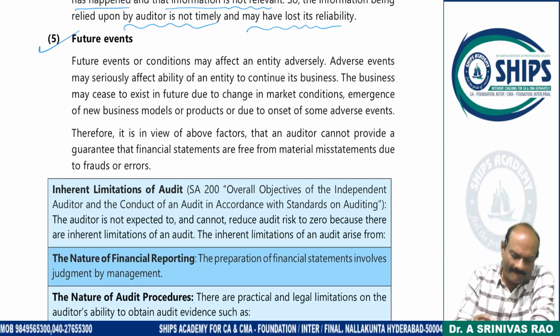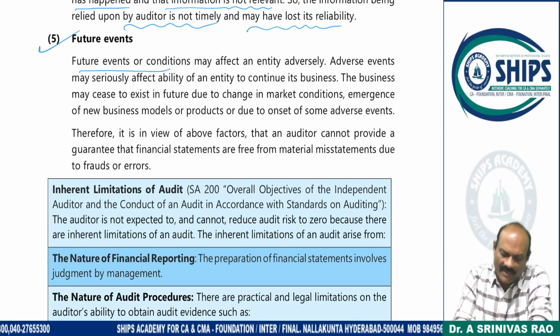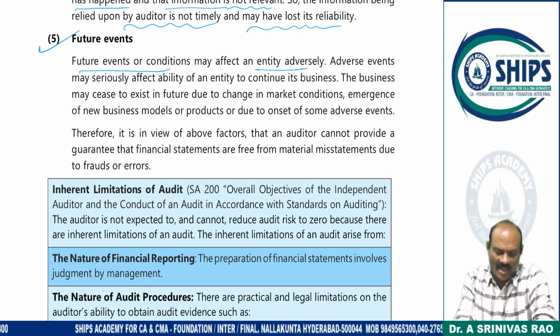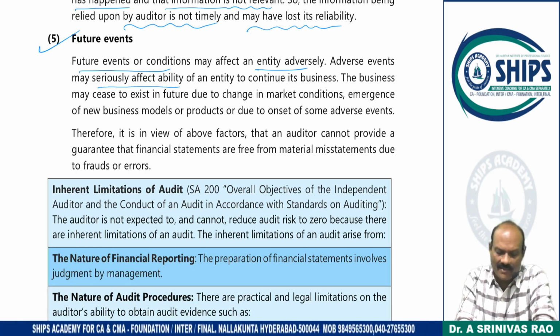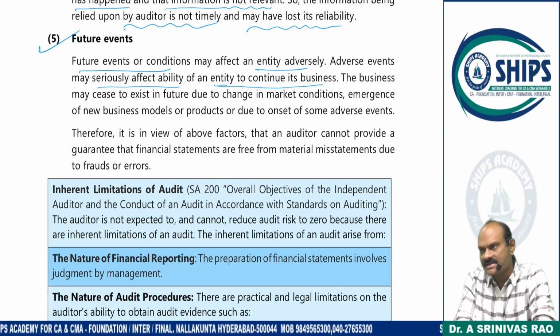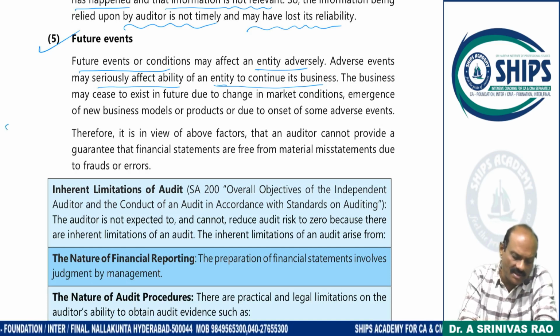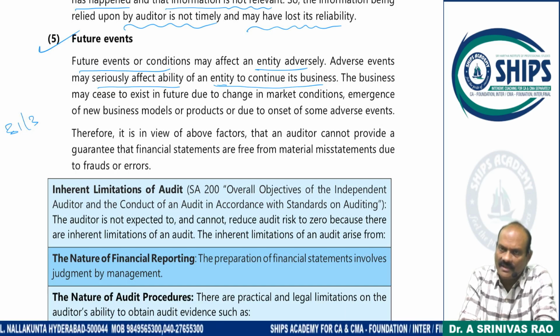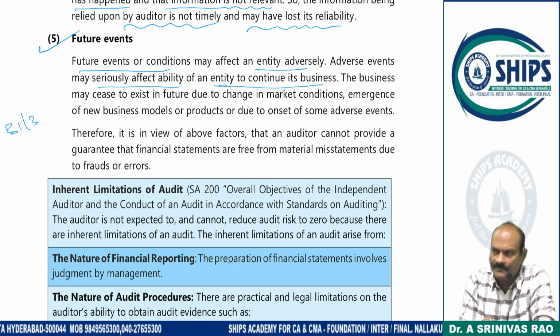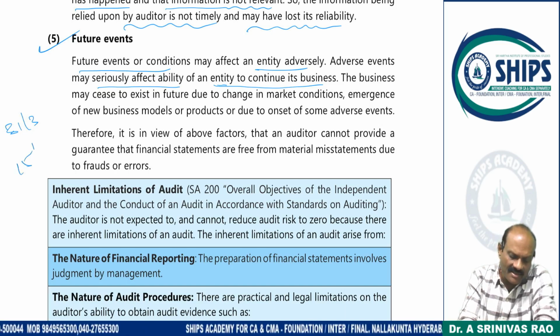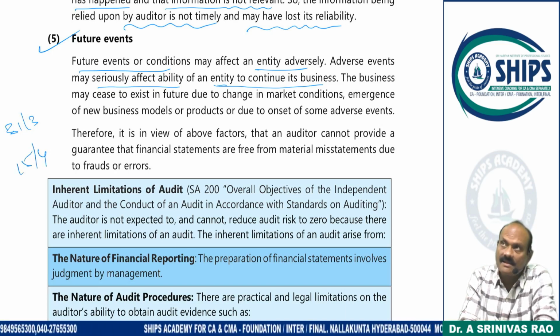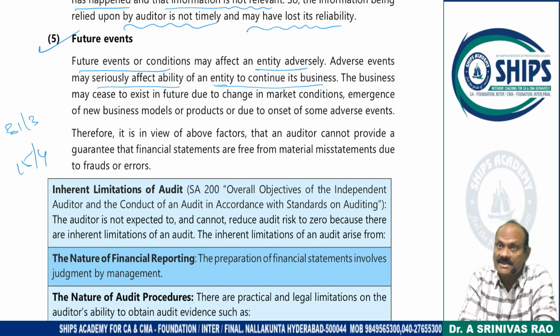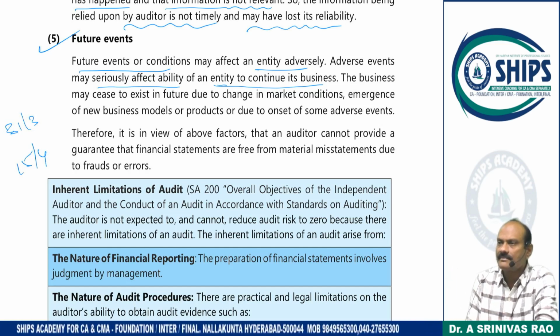Future events. Future events are conditions that may affect the entity adversely. Adverse events may seriously affect the ability of the entity to continue its business. What are adverse effects? Simple example: our books of accounts are closed on 31st March, 1st April to 31st March. I have to do the audit of those 12 months' business transactions only. Whereas on 15th April, there is a fire accident or a short circuit of power, and 50% of the factory is seriously damaged.